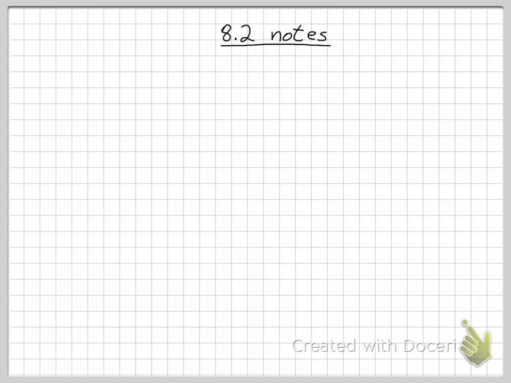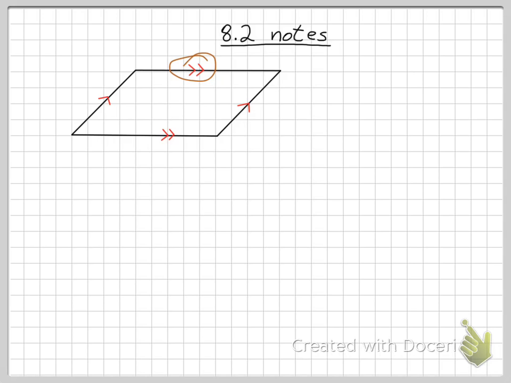First off, let's review what a parallelogram is. Okay, so this is a parallelogram, and the definition of a parallelogram is that it's a quadrilateral, so it's a four-sided figure, a quadrilateral with both pairs of opposite sides being parallel. So this side is parallel to this side, and this side is parallel to that side. And that, my fine students, is a parallelogram.